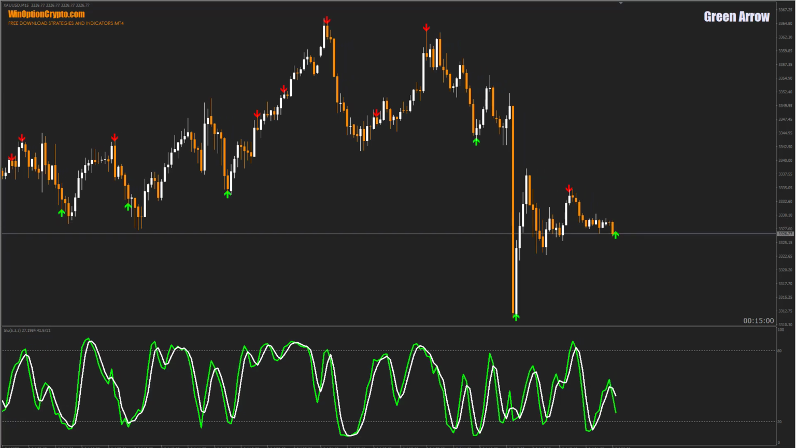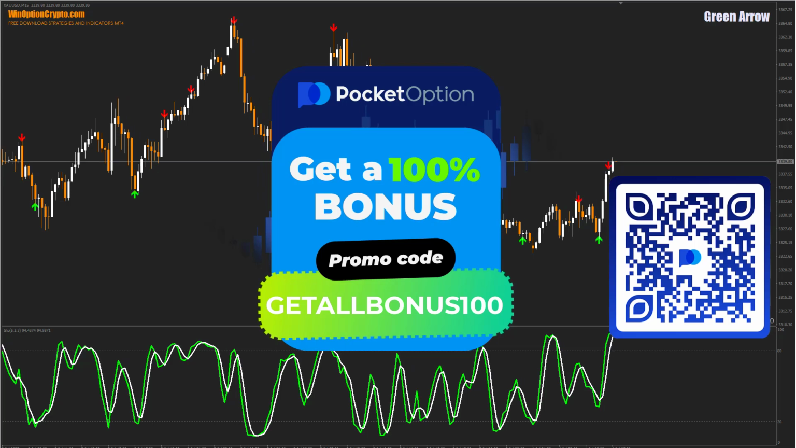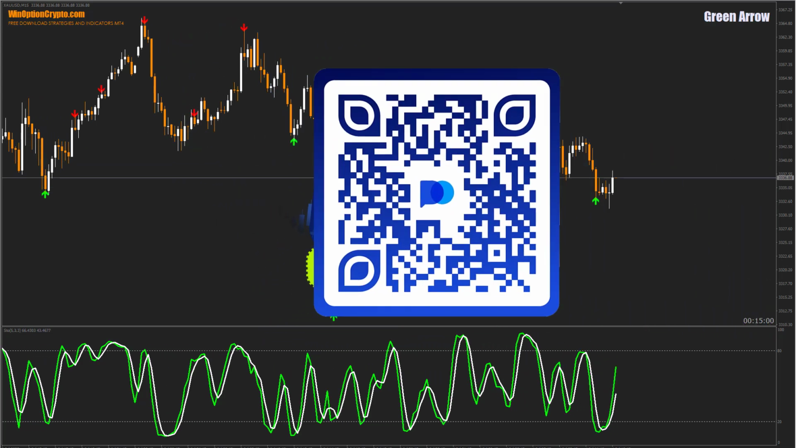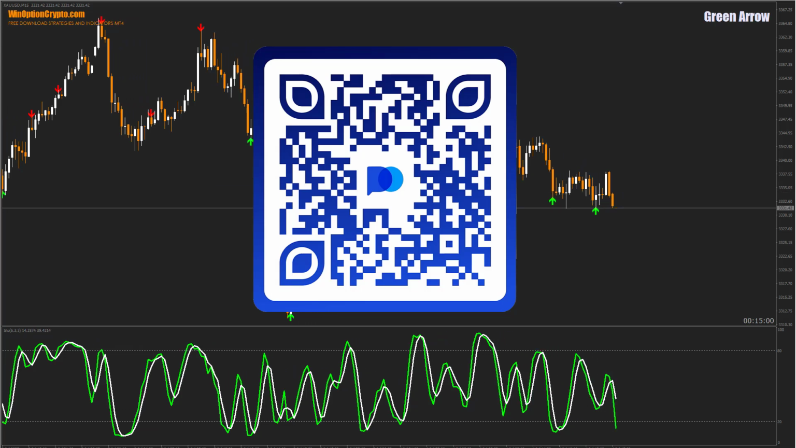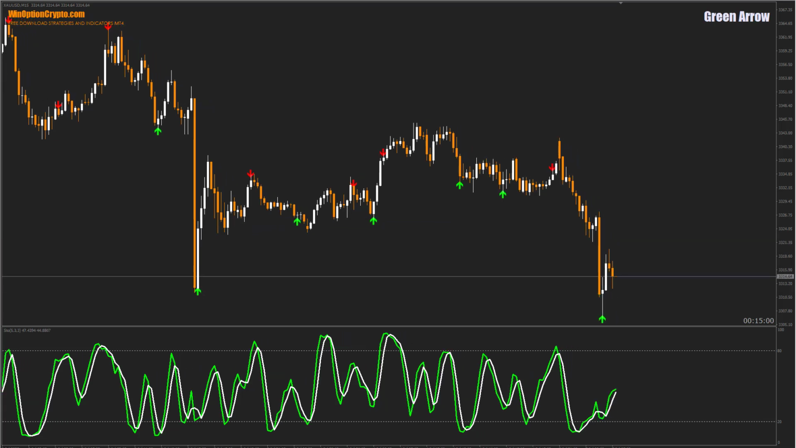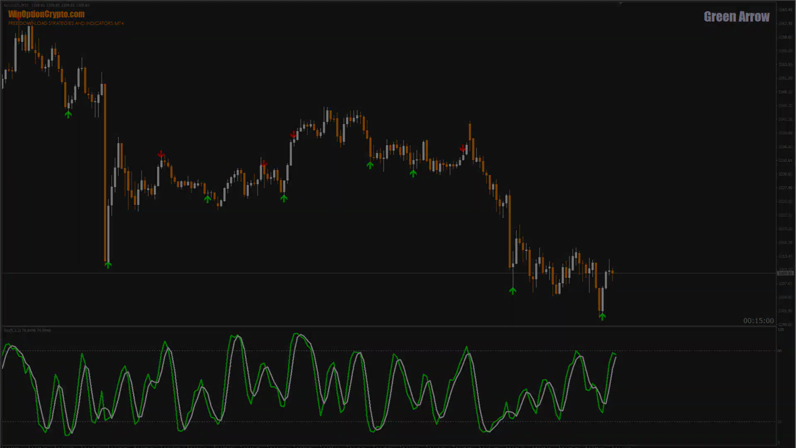Hello everyone. Today we will review the green arrow strategy for binary options. It combines precise non-repainting signals with a simple yet effective filter, the stochastic oscillator. Together with the arrow indicator, the system generates numerous trading signals. In this review, we will explain how to use it in real binary options trading.